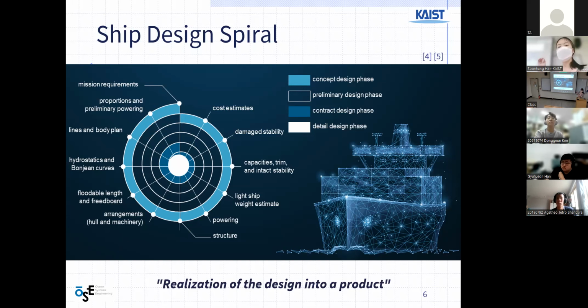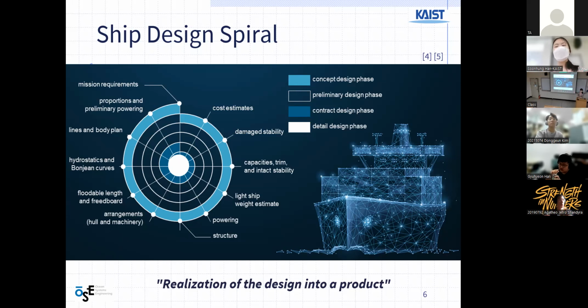So it's from a broader point of view, from a more specific point of view, as you go on into the detailed design phase. And what is also interesting is that these 4 different colors, concept, preliminary, contract, and detail, they all take different amounts of time, which means that different amounts of time and manpower are usually allocated to these 4 sectors.